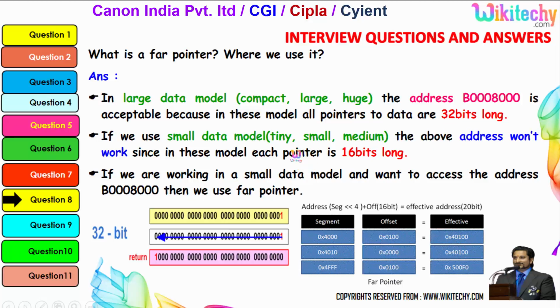So if you are working with a small data model and want to access the large data model, you'll be using a far pointer. From here to access here, we'll be using a far pointer.